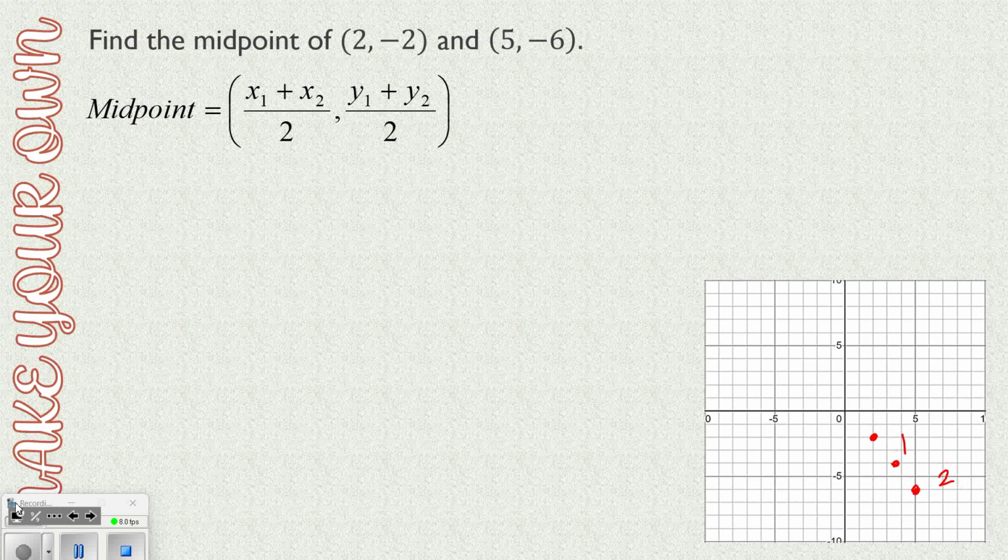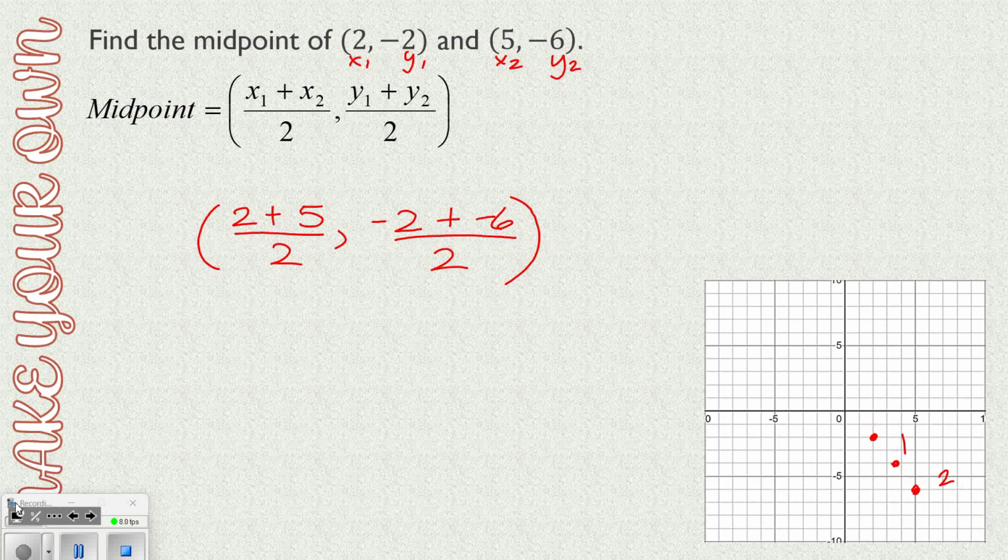But I don't know. You know, it might be a decimal. I can't find it exactly. It's not as easy as the last one. So let's use this midpoint formula. I'm going to call this point 1, so x1, y1, and point 2, x2, y2. And I'm going to plug into the formula. So to find the midpoint, remember it's going to be parentheses. It's like an x comma y. So x1 is 2, x2 is 5, and then y1, negative 2 plus negative 6.